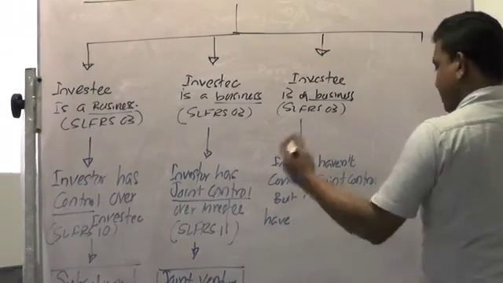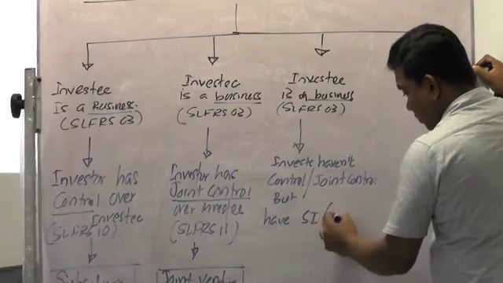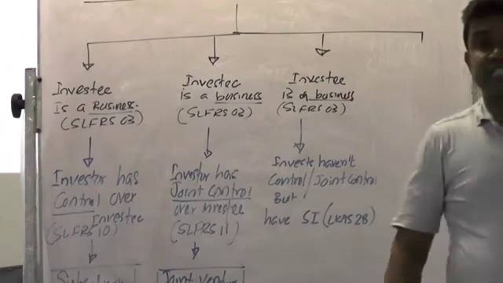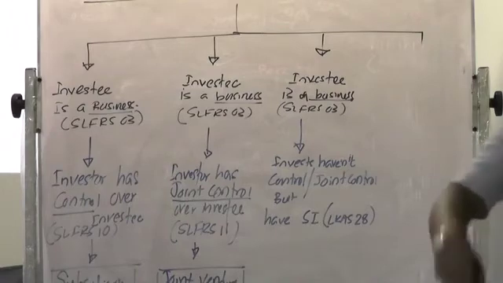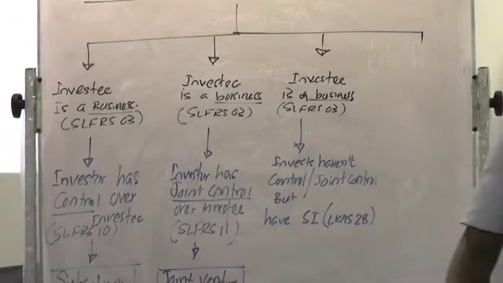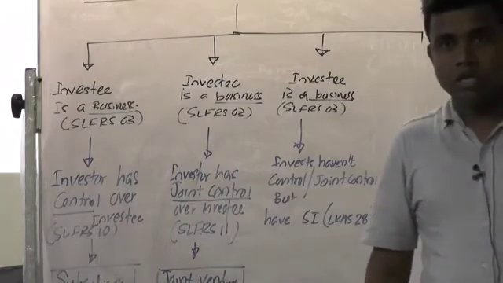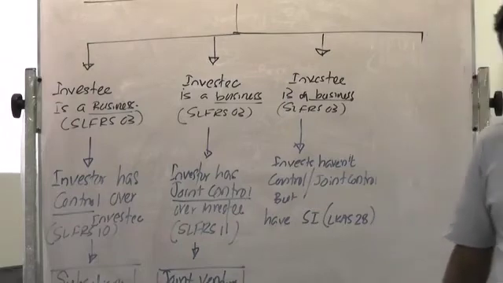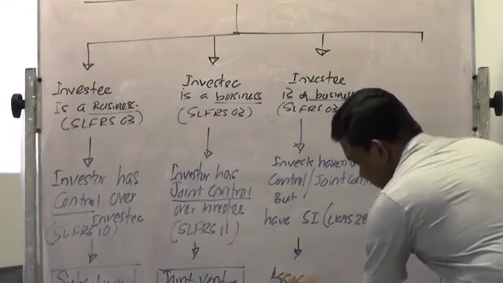Investors, right? Or investor have but significant influence according to LKAS 28, has SI, significant influence. You can't control them. You can't control, even joint with another party, you can't control them. But you have a significant influence according to LKAS 28. That means you can appoint a director to the board. You can participate in decision making. You can make only significant influence. That entity, what is it? Associate.